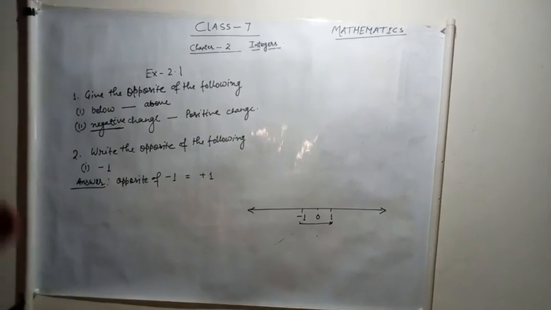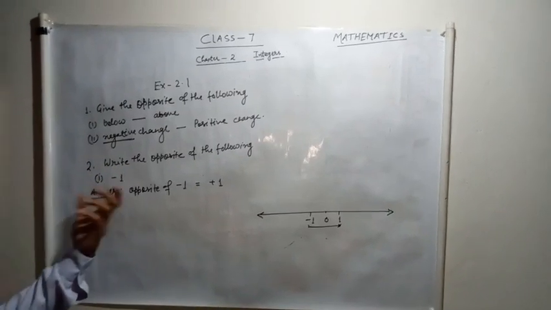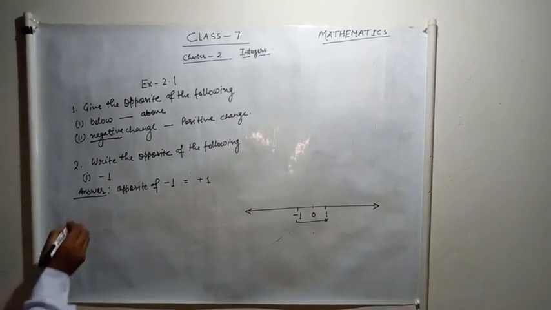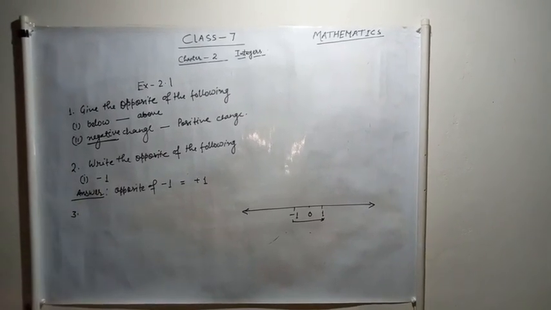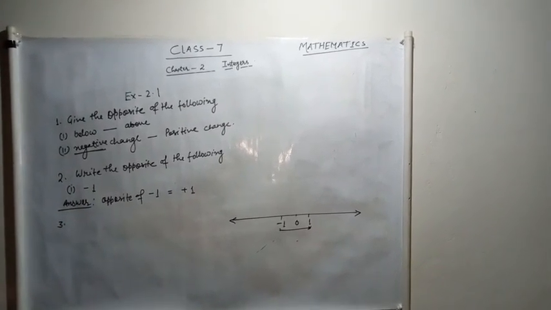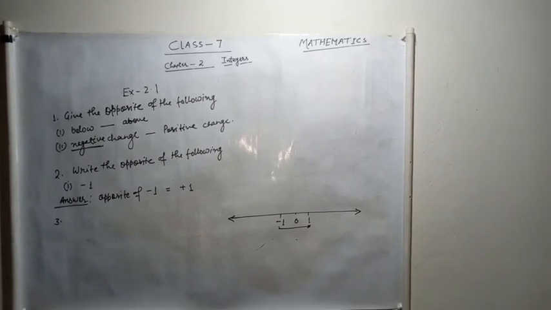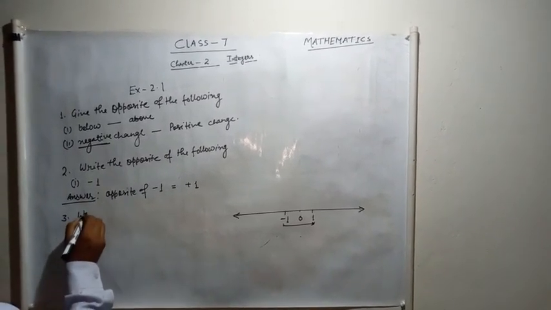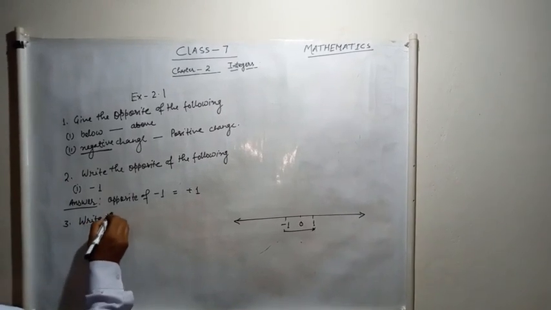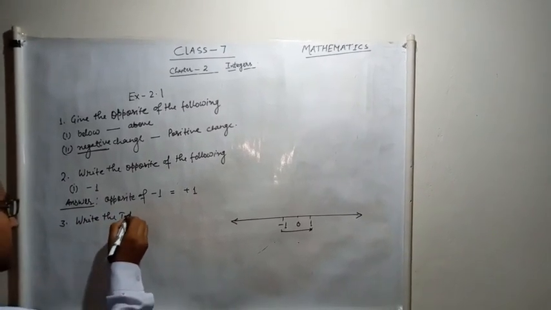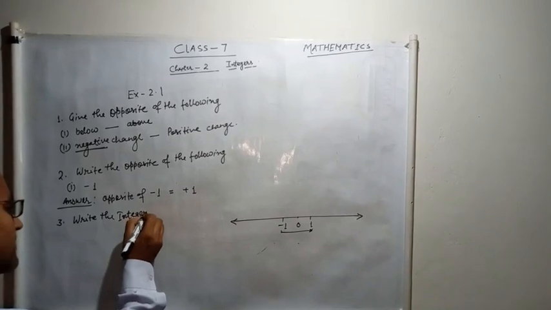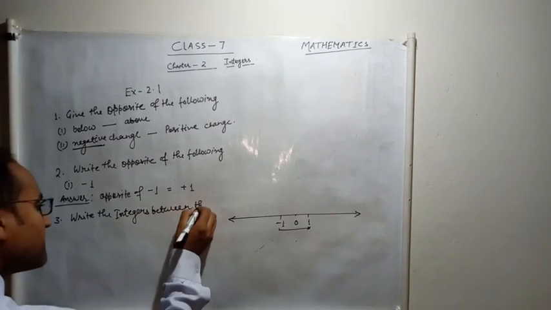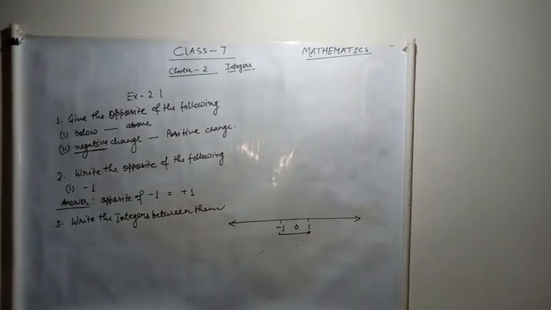Any problem, students? The other parts of this question you can do at home. Now the third one is: write the integers between. Write the integers between them.